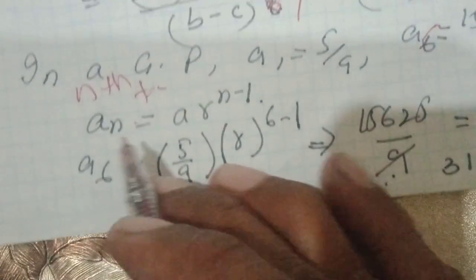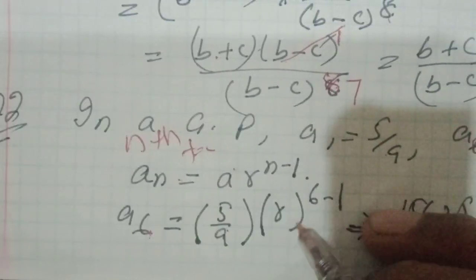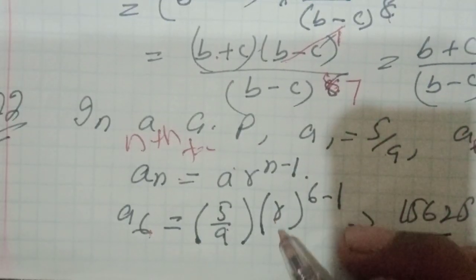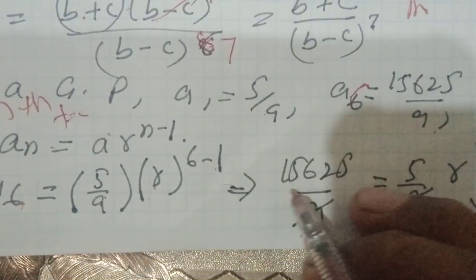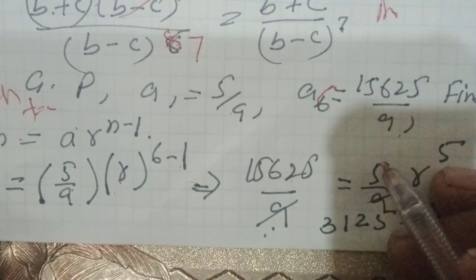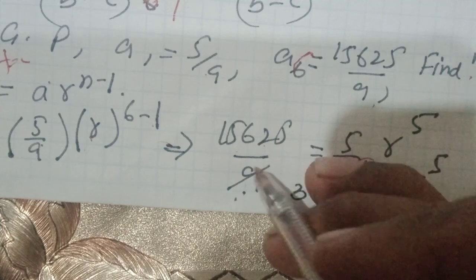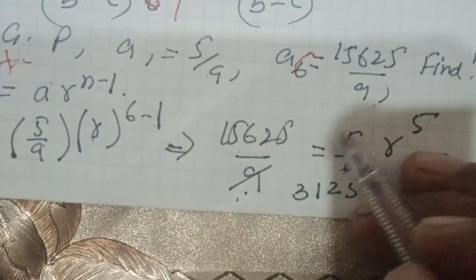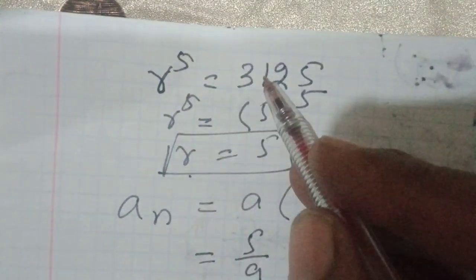Now first I will take an is equal to a r^(n-1). Now I have been given a6, so a6 will be equal to the first term, 5 upon 9, and then r. I don't know r, so it will remain r, to the power 6 minus 1. Now I am putting the a6 value, 15625 upon 9, and 5 upon 9 is the first term, and this is r power 5. Now this 9 will be cancelled out. Now divide this by 5, you will get 3125 as r power 5.